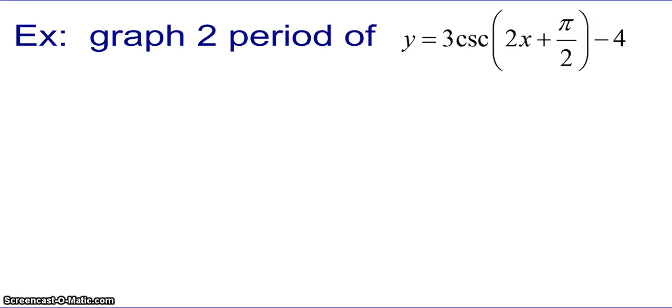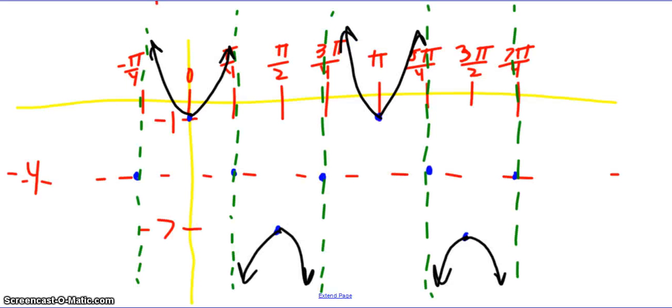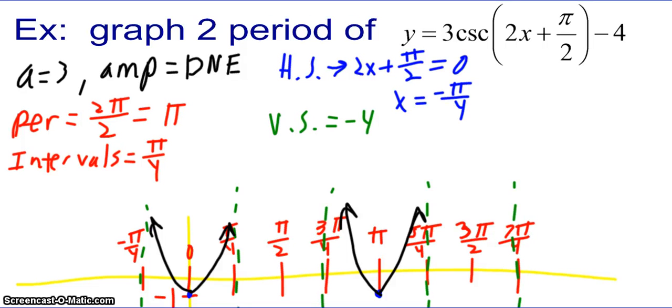Okay, now I want you to try and graph y equals 3 cosecant of 2x plus pi halves minus 4. Pause the video and unpause when you're ready to check. Alright, this is what your graph should look like, hopefully. The black is the cosecant function. So let's make sure we understand how we got that.